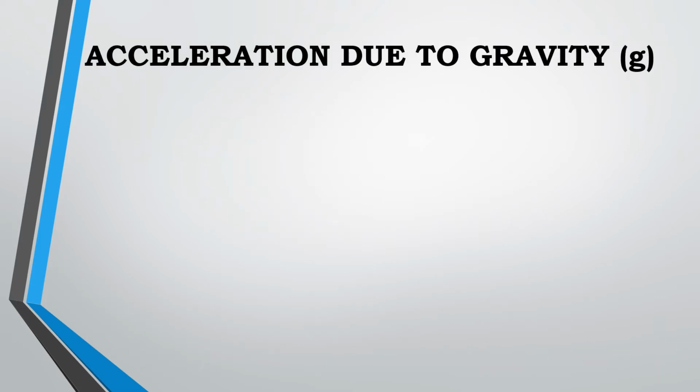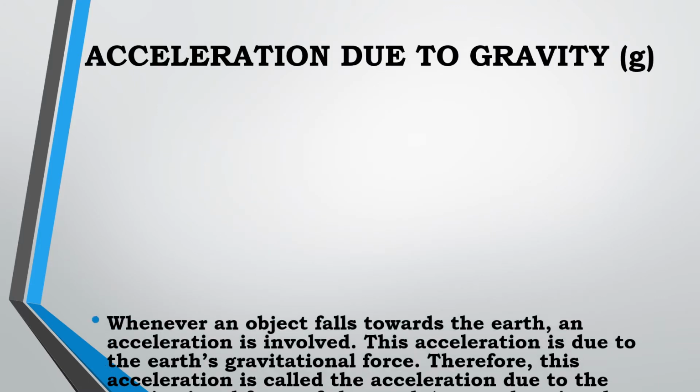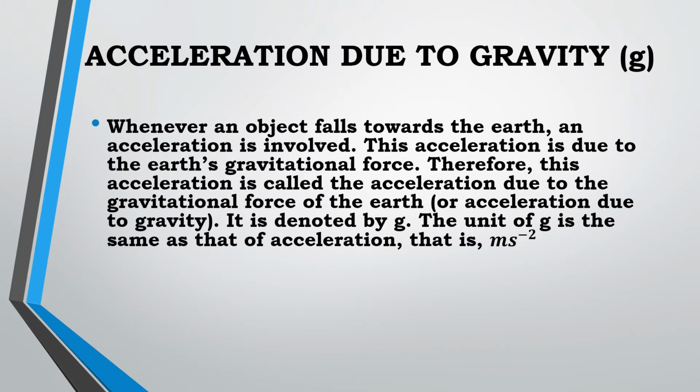Now let's see acceleration due to gravity. What is it? Acceleration due to gravity is defined as the uniform acceleration produced in a freely falling body due to the gravitational force of the earth. Here you can see that this is denoted by small g. There is a difference between capital G and small g. This is known as acceleration due to gravity, and capital G is the gravitational constant. So always keep in mind both the symbols. Now the SI unit of this is meter per second square.